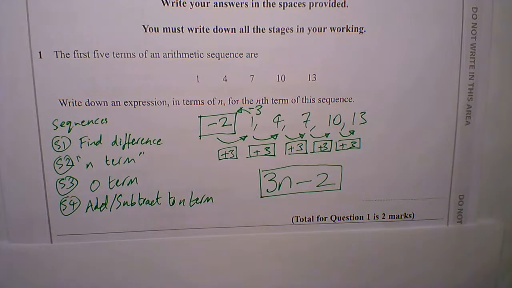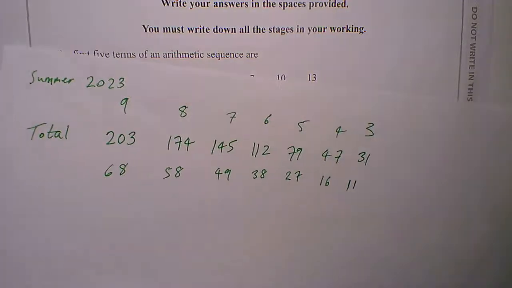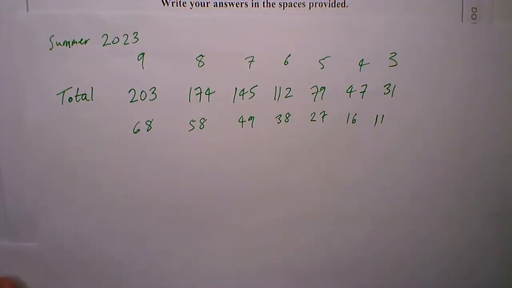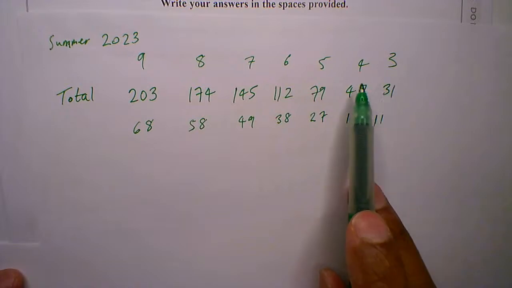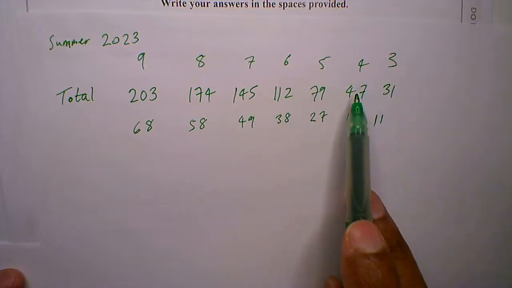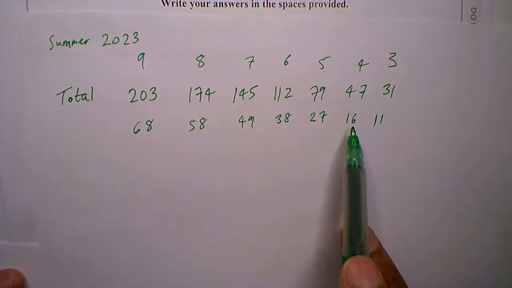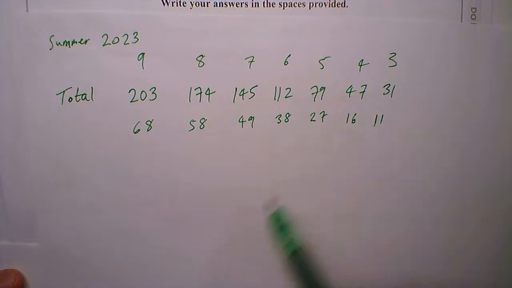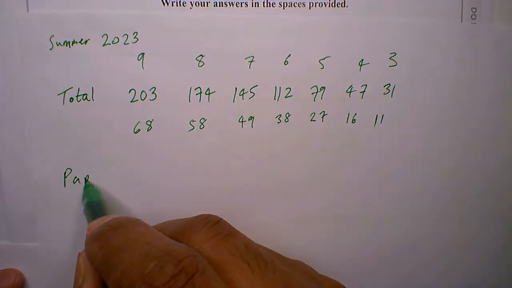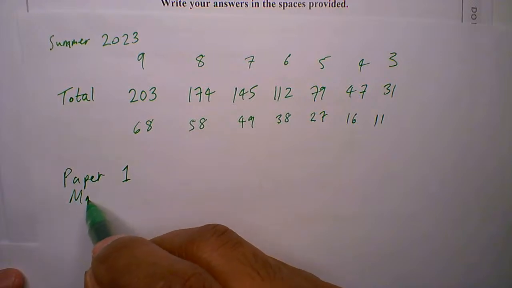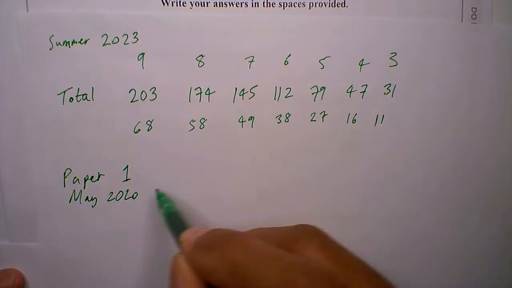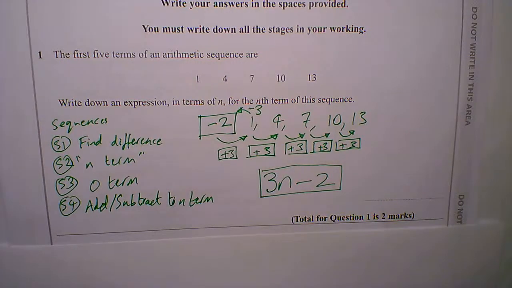So let's add this to the tally. For last year's grade boundaries, these are the grades that you needed. So our target grade is 4 to 7. So 47 marks for all 3 papers. So 16 marks gets us there. So let's do a tally of paper 1, May 2020. So we've banked 2 marks. Let's go to the next question.